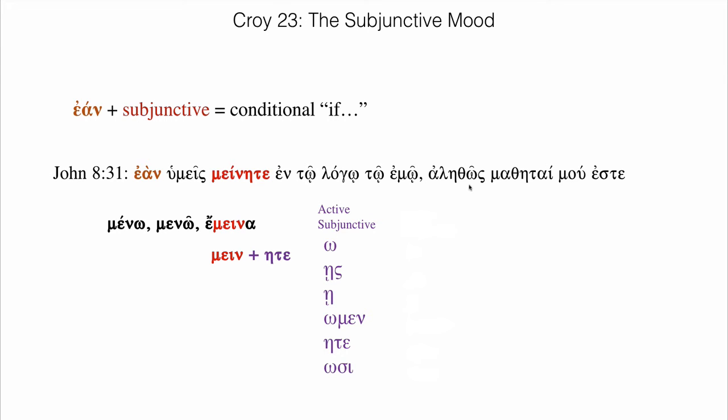alēthōs, truly, ōs is an adverbial ending, mathētai, disciples, mou, of me, este, you are. You are my disciples. Meinēte. Ean calls for a subjunctive. The principal parts are menō, menō, emeina. When we get rid of the augment, our aorist stem is mein, and we add our active subjunctive endings. Meinēte is the aorist subjunctive of menō: if you abide in my word.